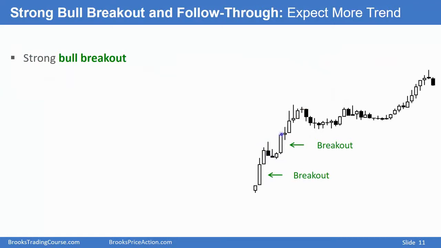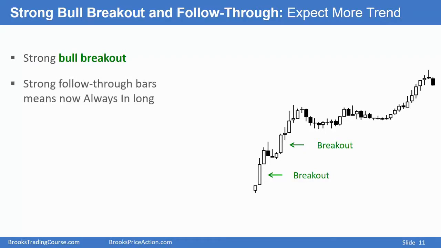Strong bull breakout, the market's probably going higher. So we got a breakout, good follow through, breakout, good follow through. The market's always in long. If you had to be in the market long or short, you would only pick long. The odds are the market's going higher. Strong bull bar on the breakout, and then the next bar is strong as well. That's the follow through bar.